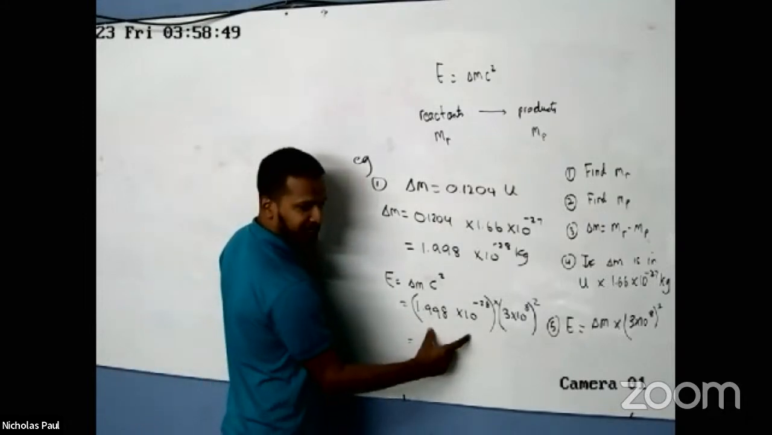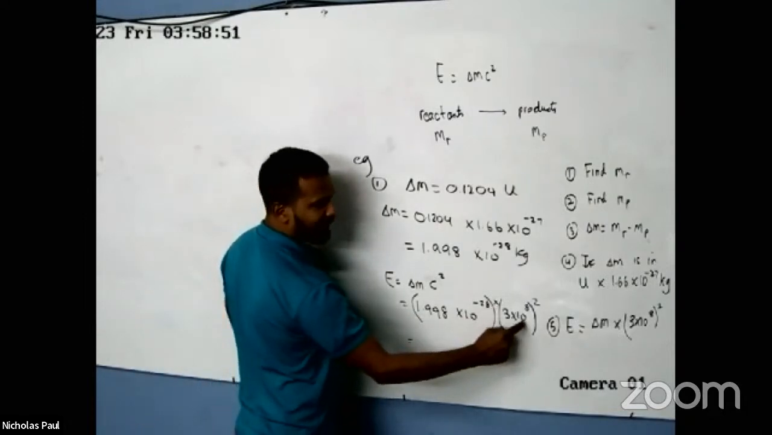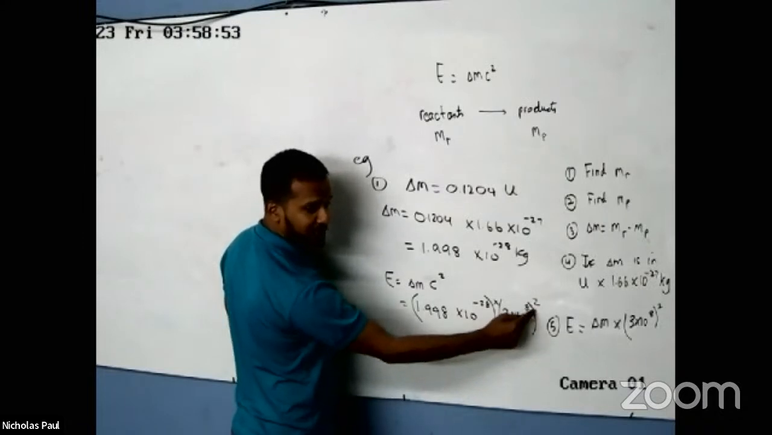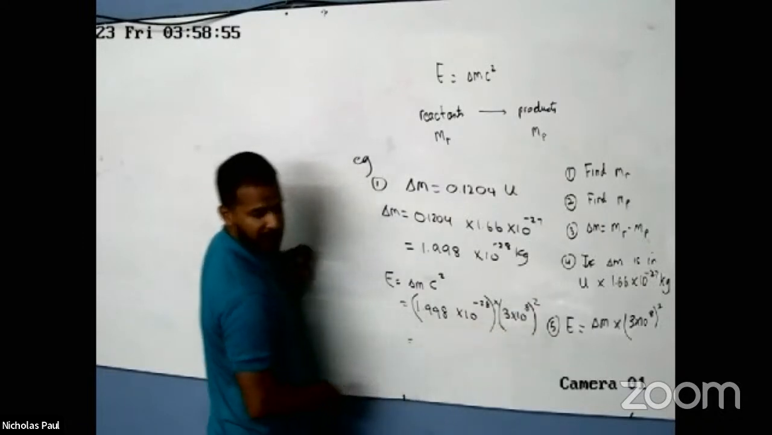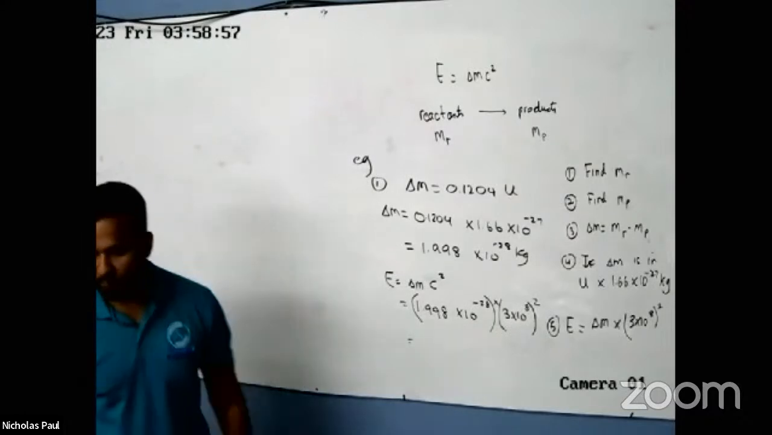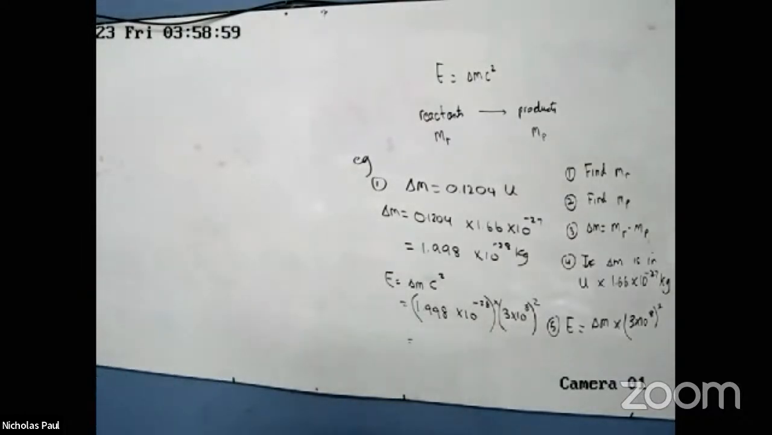So take this, multiply it by 3 by 10 to the 8. Don't forget to square 10 to the 8, and then tell me what you get. Take your time, check it a few times. Put the exact number here.